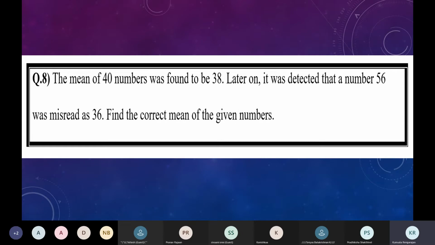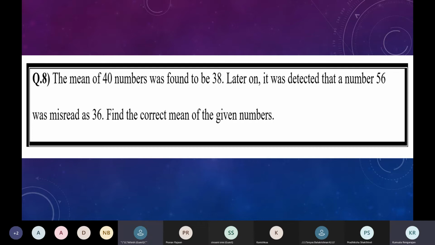So what will you do, children? Will you find the total again? What will you do? Tell me, 40 numbers. Ma'am, we can subtract 36 and 56 and add to the sum of the observations, ma'am. 20 will be... You should subtract.